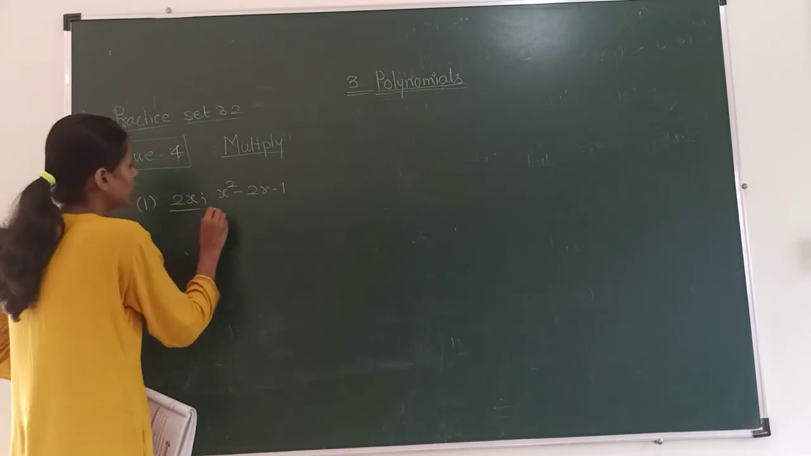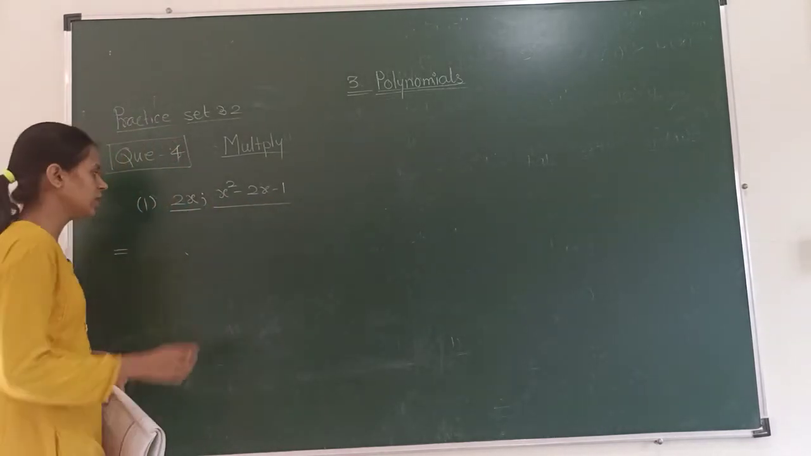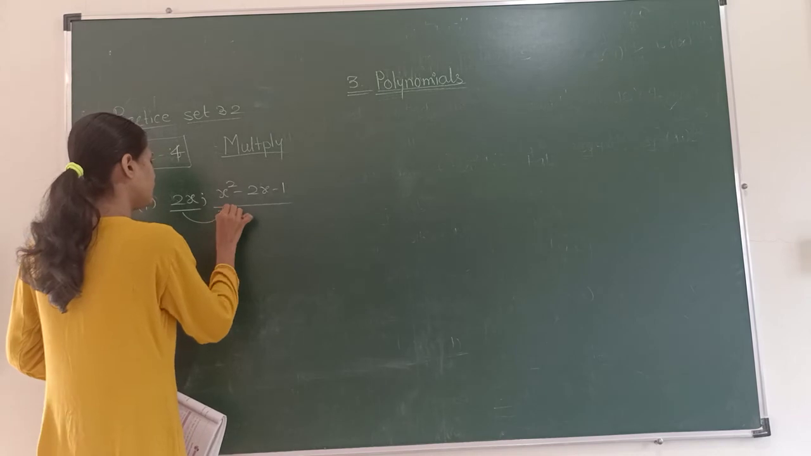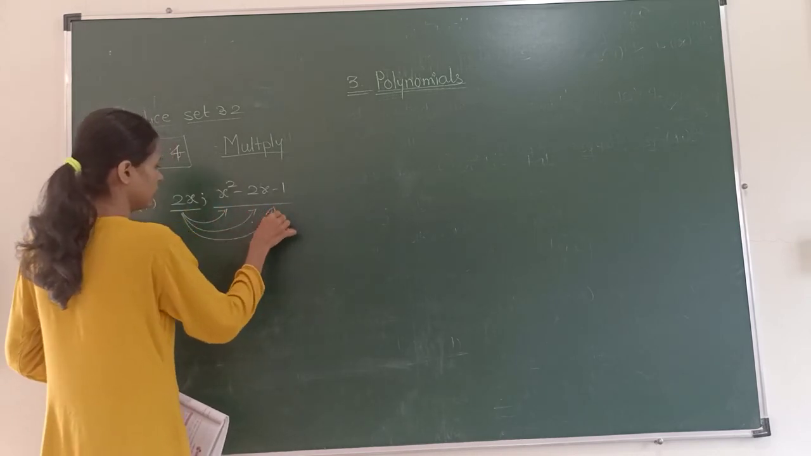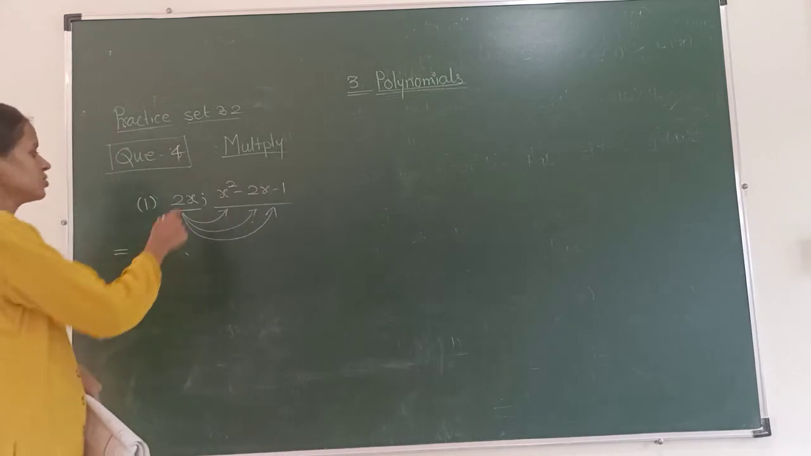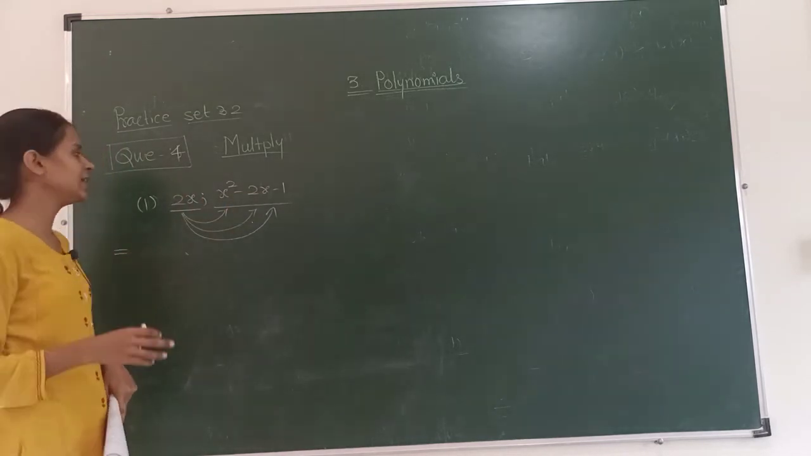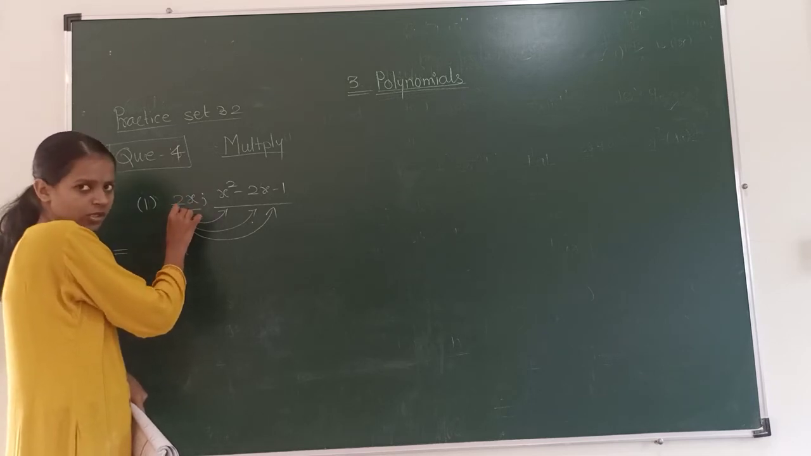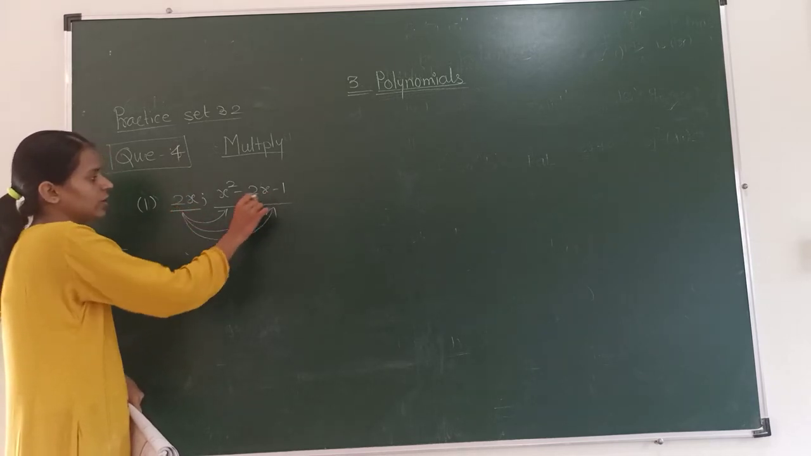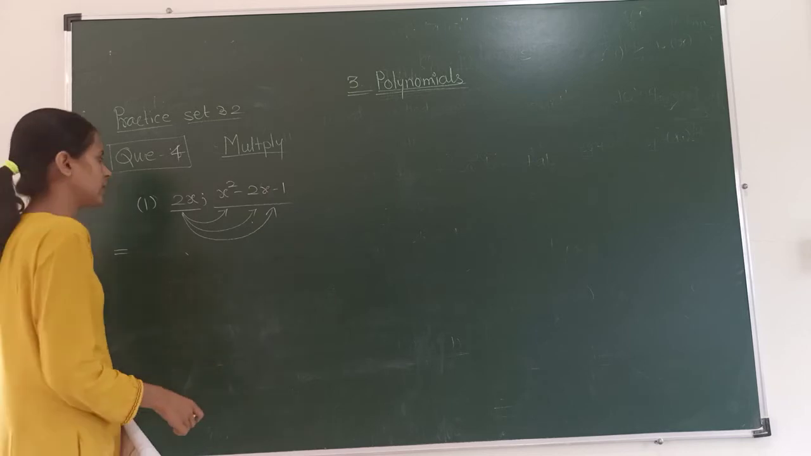This is the first polynomial and this is the second polynomial. You have to multiply each term from the first polynomial. Okay, these two are the polynomials. If you are multiplying, you have to multiply the term in the first polynomial by each term in the second polynomial.